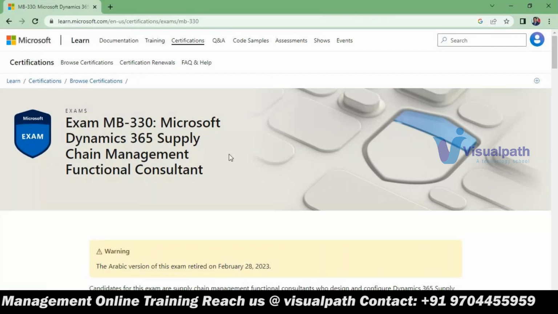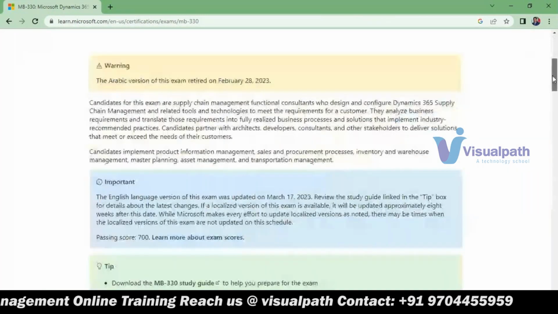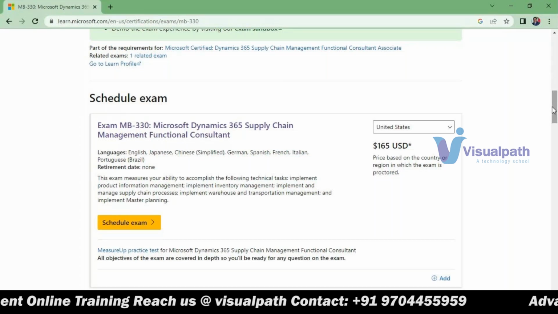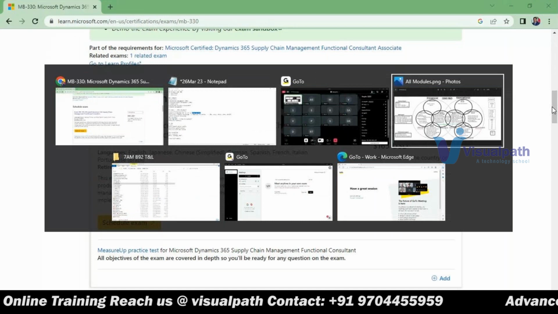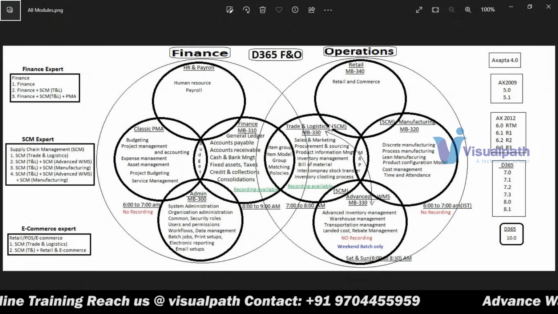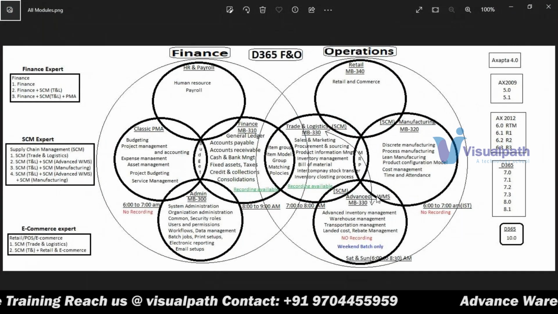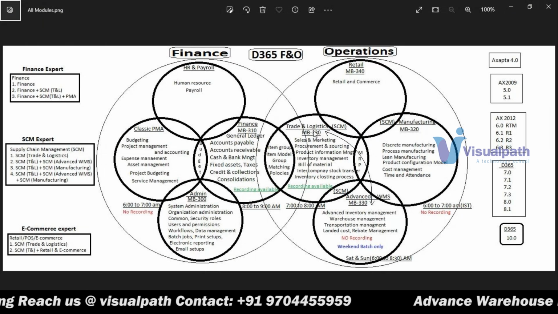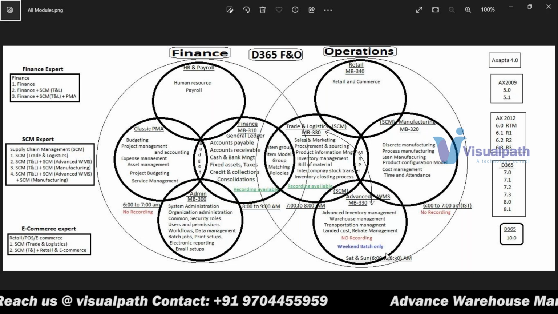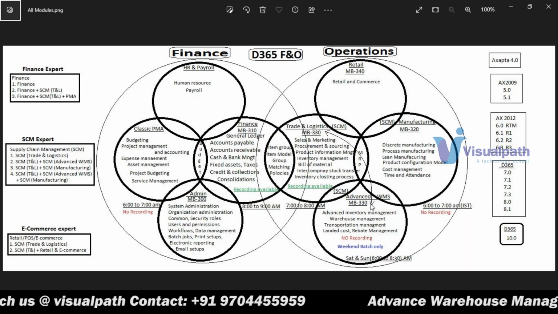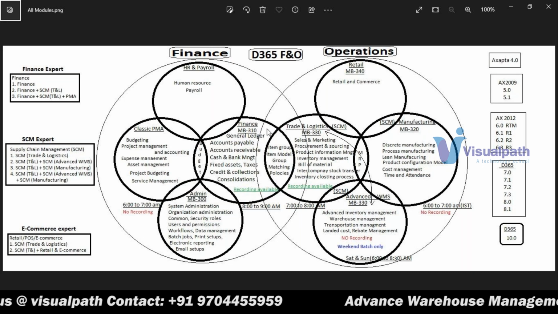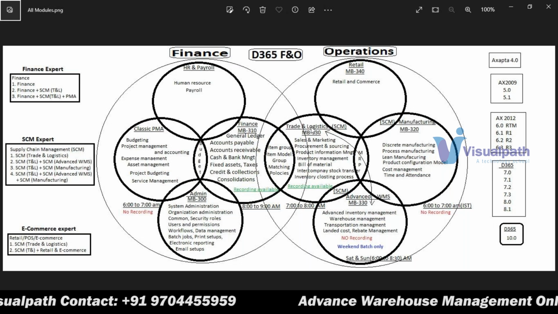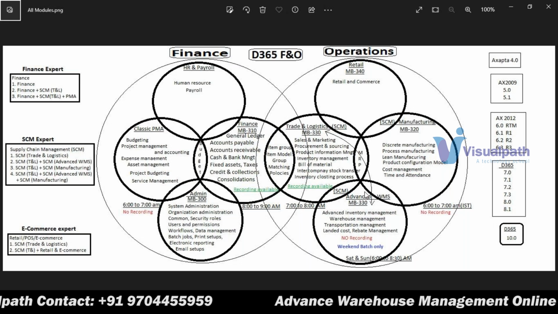Is there any certification only for advanced warehouse management? No, no. See, as per Microsoft, this is 330. 330 is a combination of trade and logistics and warehouse management. Actually, this is combined together as one course. This is one course, 310, 320, 321, and this two is one course, but I cannot teach these two together in one batch.